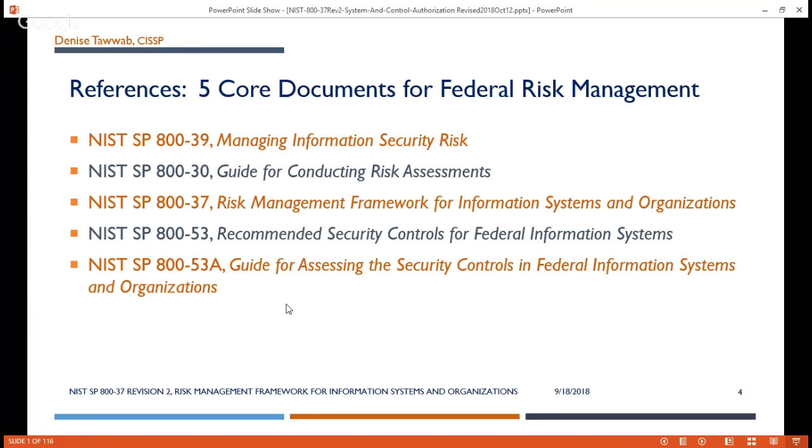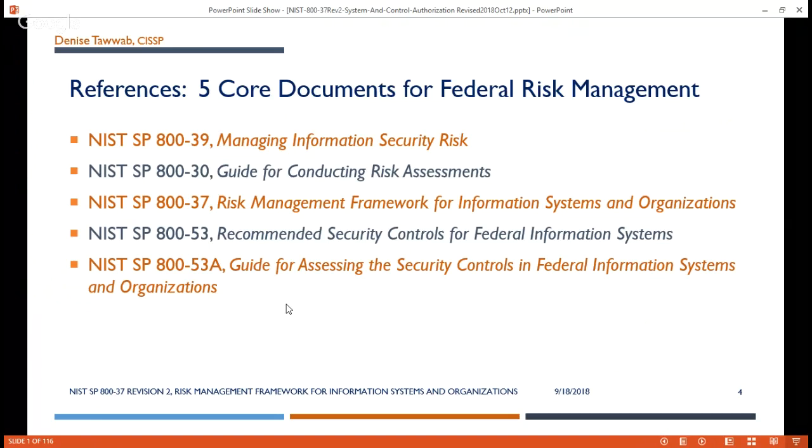Before I get into it, there are 5 core documents for federal risk management, and all federal organizations use these documents or are moving to using these documents if they haven't done so already. So if you're looking at doing risk management for the federal government, or for organizations that are required to implement the risk management framework because they're working on government projects, then you'll want to be familiar with these documents.